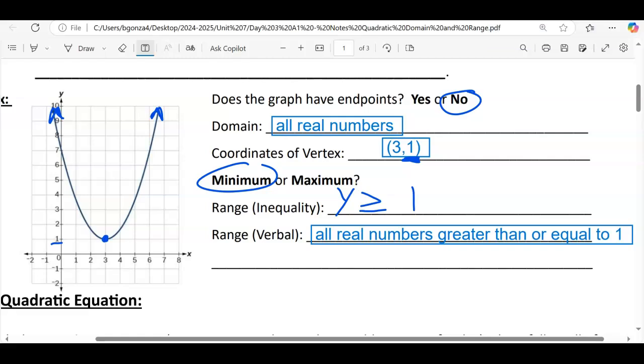So, again, the range is any y value greater than or equal to that y value of 1. So all real numbers greater than or equal to 1. Okay, that's if it's got no endpoints, only arrowheads. Cool. And then we're going to try to see what happens if you only have Desmos, right?